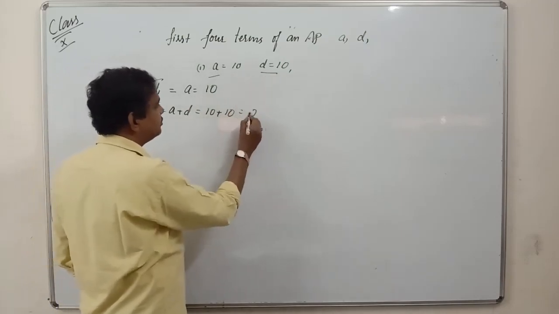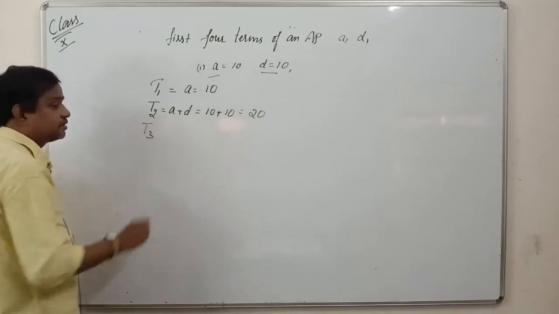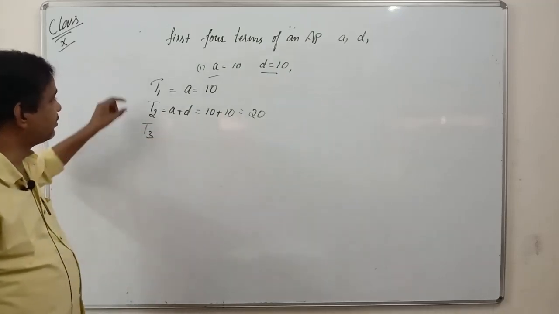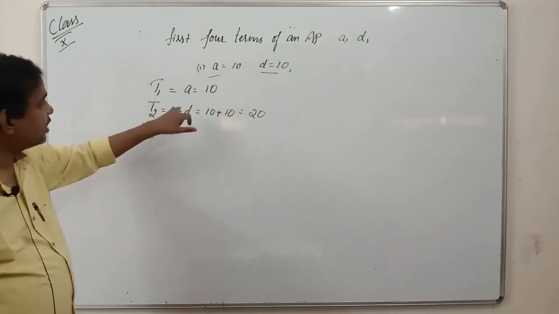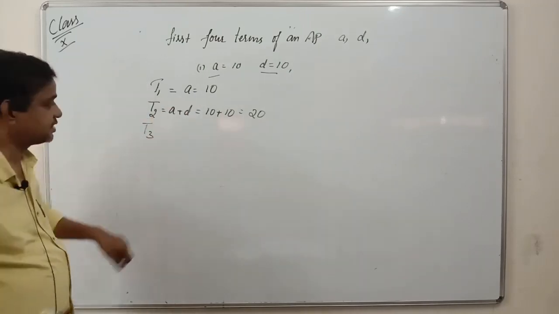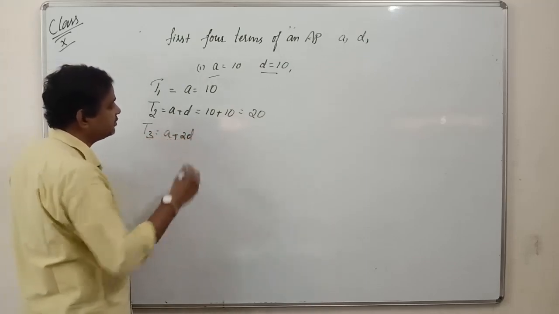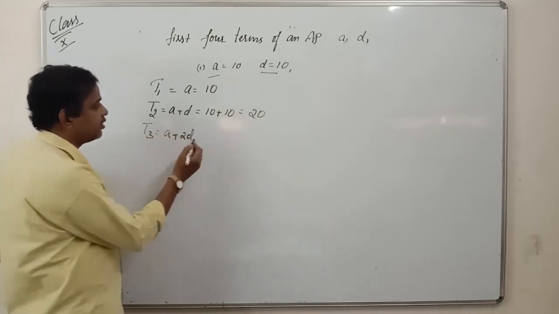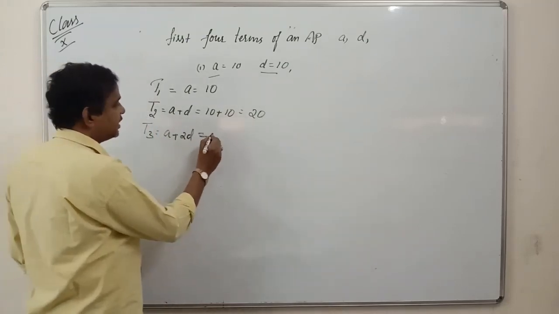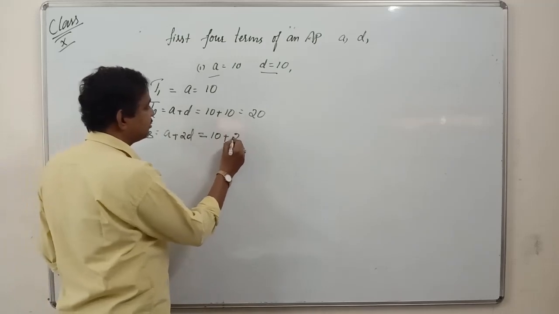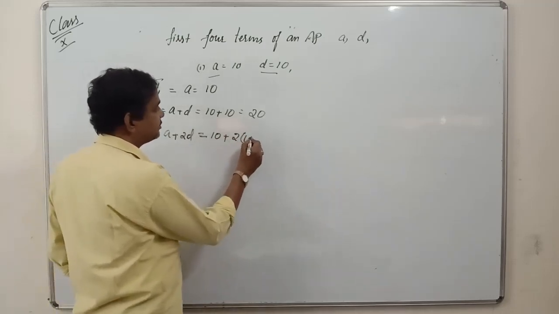This equals 20. And T3. That's why I told you in the beginning why I am taking T1, T2, T3, and I told you what is A plus D. Third term will be A plus 2D. So A plus 2D will be how much? What is A? A is 10, plus 2 into D, which is 10.